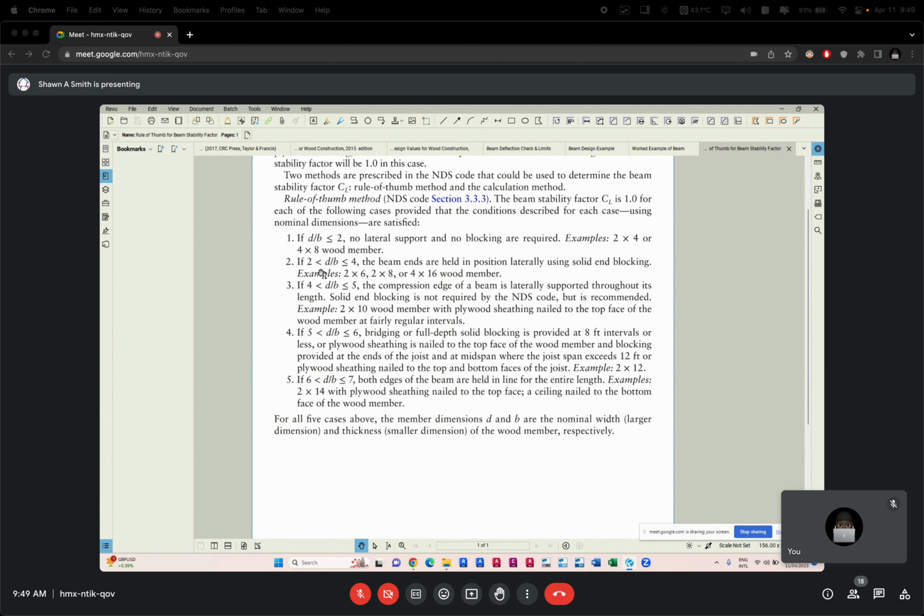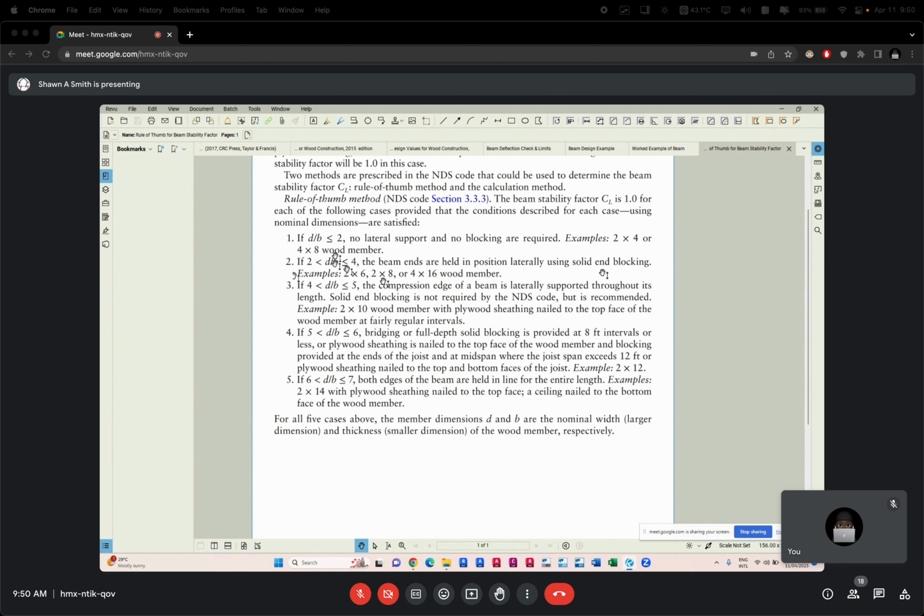All right. So for argument's sake, our 2 by 8s. Let's check the 2 by 8. D divided by B, 8 divided by 2, that's 4. 2 is less than 4, and it says it should be less than or equal to 4. 4 is equal to 4. So it meets that criteria. So all that needs to happen for that beam to become laterally stable is you just need to put solid blocking at the ends. That's all.